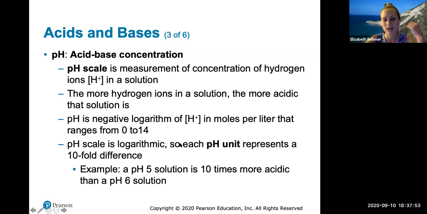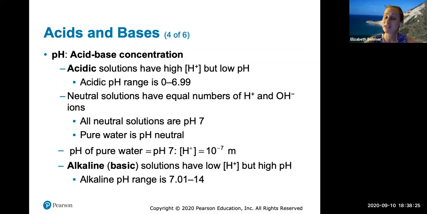You should just know the general pH scale, but in terms of how we get the pH numbers, we get them logarithmically so that each pH unit represents a 10-fold difference. So a pH 5 solution is 10 times more acidic than a pH 6 solution. So on this scale of 0 to 14, each digit represents a 10-fold difference from the digits above and below it. Acidic solutions have a very high hydrogen or proton concentration, but a low pH.